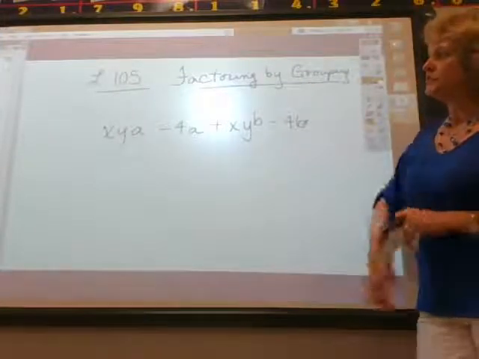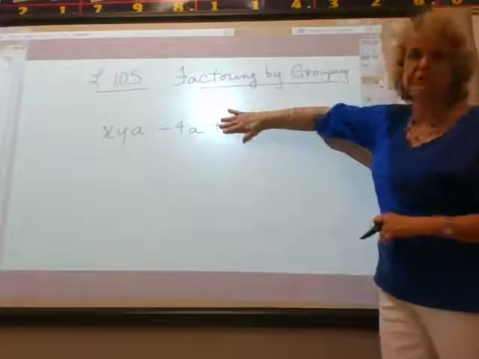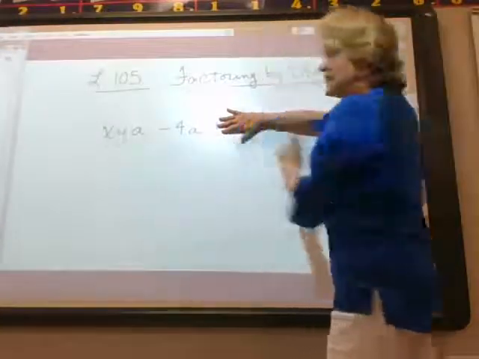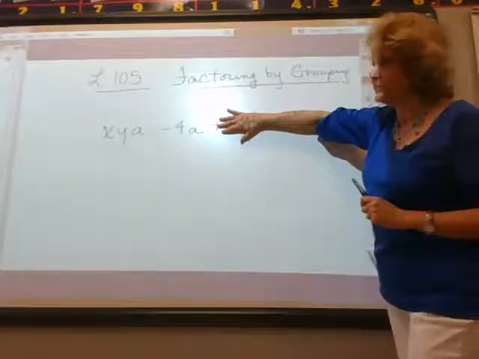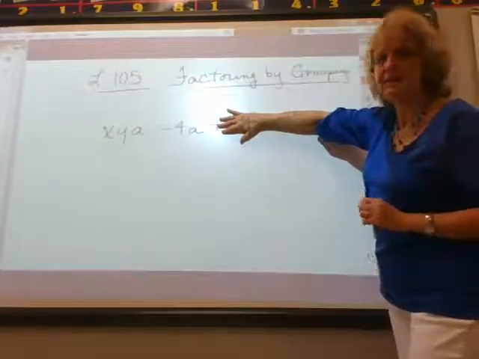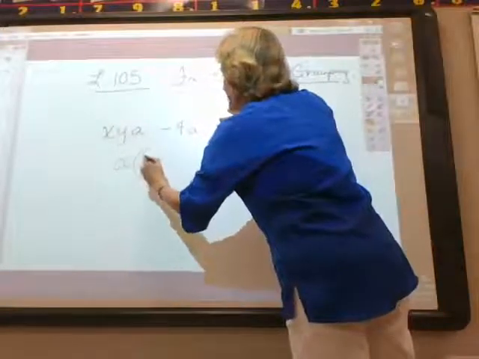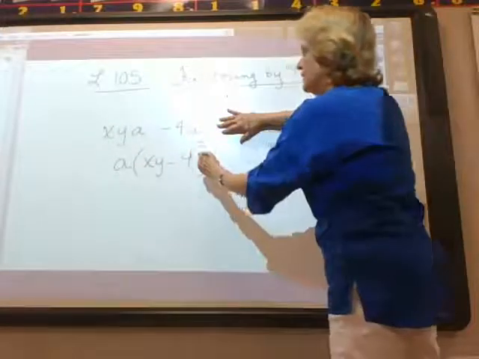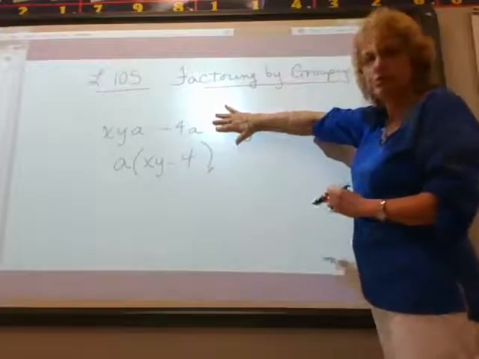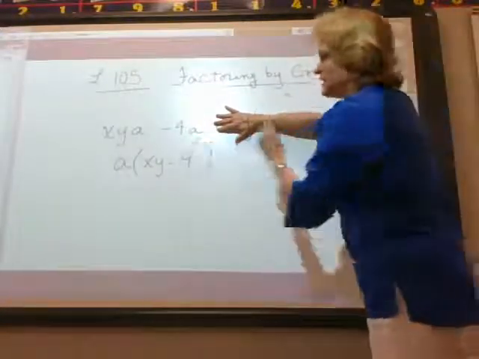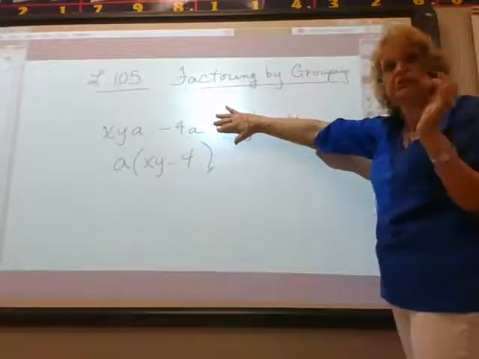What you do is you first look at the first 2 terms. Do you guys see in these 2 terms a common factor? I do. A, right? So if I take out an A in the first term, I have xy minus 4. So if I just had those 2 terms and I was told to factor, I can take out an A, I'm left with xy minus 4. See it? Good.